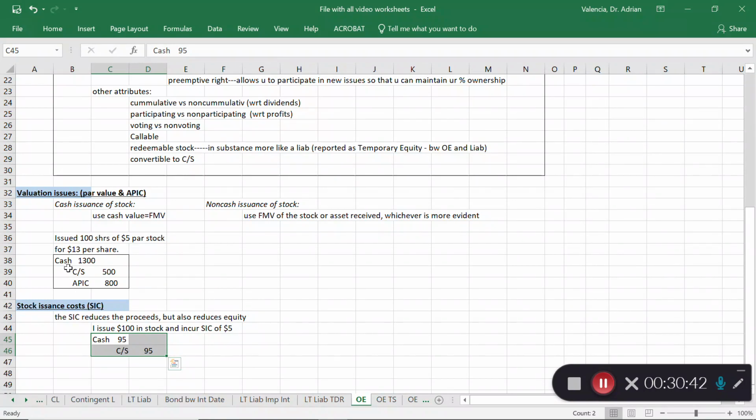So if we had done it here as well, with a stock issuance cost of $5, well, we would have received $12.95. Common stock would still be $500, but then APIC would be $7.95. In other words, you take the $5 out of here and the $5 out of there, and you don't even account for it. You just record the net proceeds, like in here. Even though we issued $100 of stock, I record the net proceeds of $95.